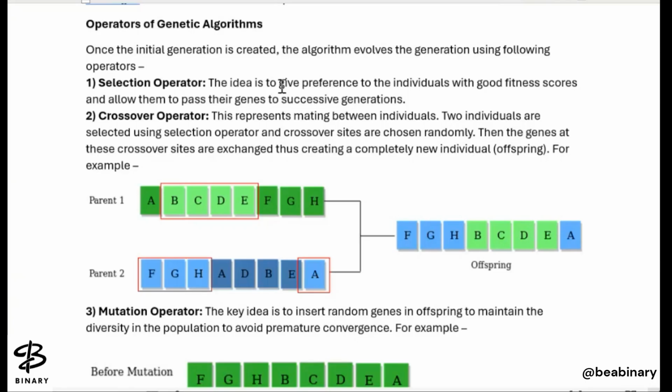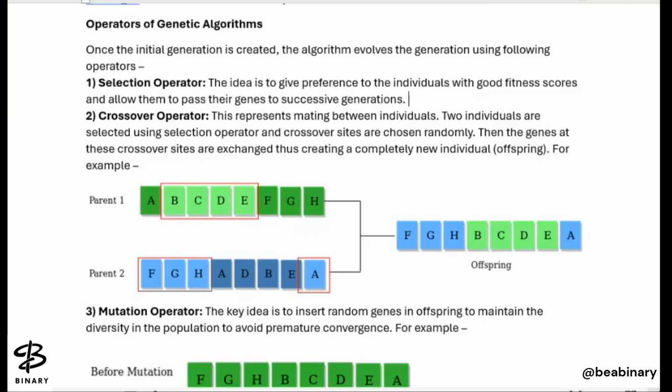Selection: the idea is to give preference to individuals with a good fitness score and allow them to pass their genes to successive generations. Crossover represents mating between individuals. Two individuals are selected using the selection operator, and crossover sites are chosen randomly. Then the genes at these crossover sites are exchanged, thus creating a completely new individual, or offspring. Here, a new string is formed.